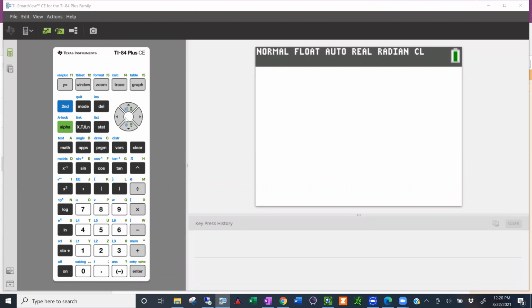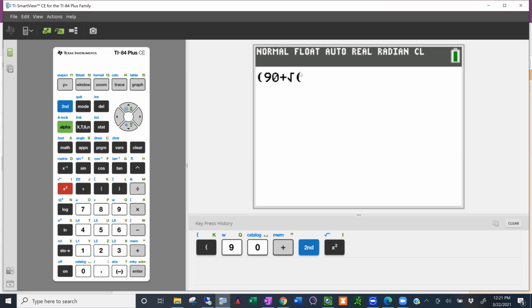Now, if you've got a TI-83, it's going to look a little bit different. You have to be a little bit more careful. But in any case, probably the most general, easy way to do this is start out with a left parenthesis, then 90, plus the square root. So you hit the second key, then the squared key, square root. Now for a TI-83, it's going to put in this left parenthesis. I'll go back and show what it looks like for those of you who have a TI-84.